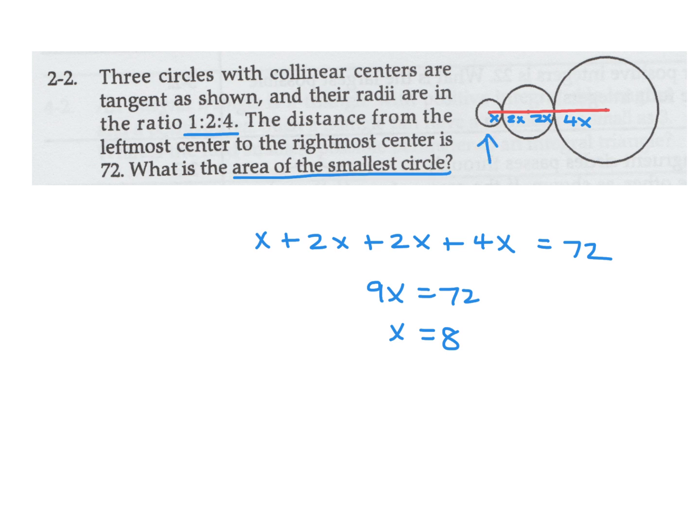So this circle, the area of a circle is pi r squared, where r is the radius, and in this case the radius I've labeled as x. So it would be pi x squared. x is 8. So that looks to me like 64 pi.